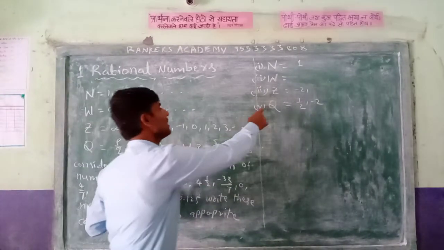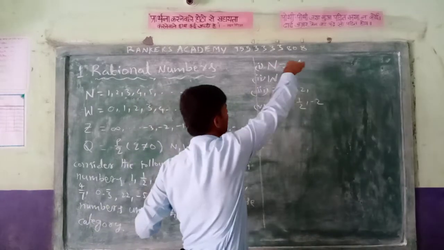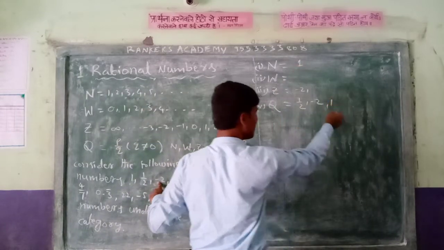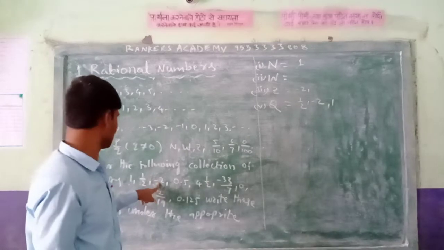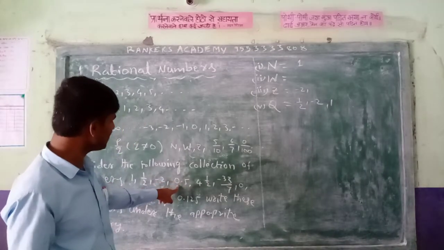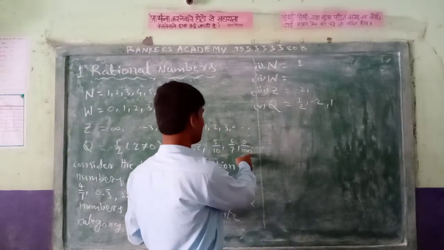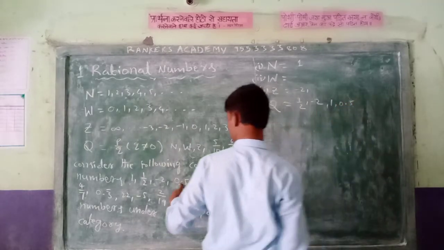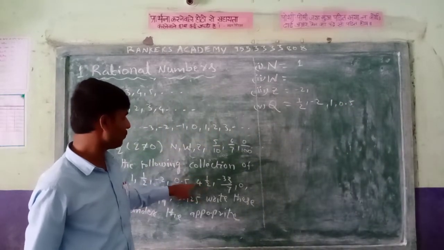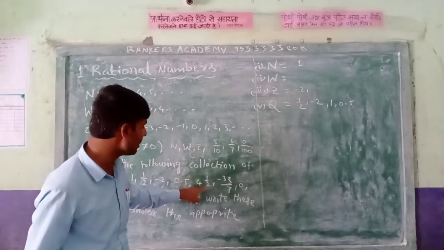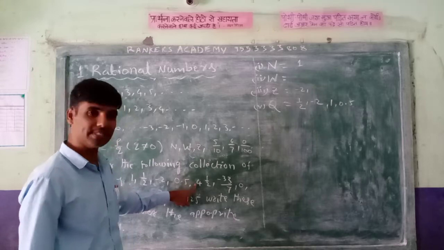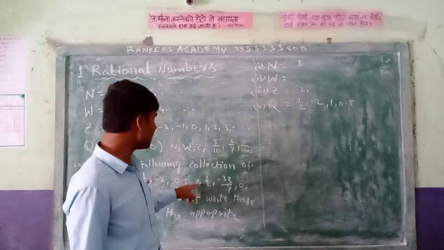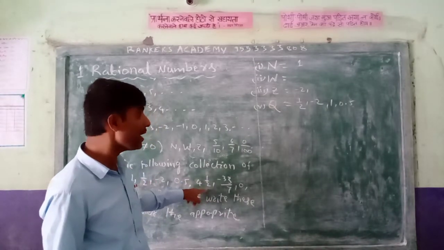So Q is the greater set, and we can write all of them here. We can write 1 here also. Next, 0.5. It is a decimal, and decimals also come under fractions, so it is a rational number. Now 4 and 1 by 2 is a mixed fraction, and we convert it into an improper fraction: 4 times 2 is 8, plus 1 is 9, so 9 by 2. So this one is also a rational number.